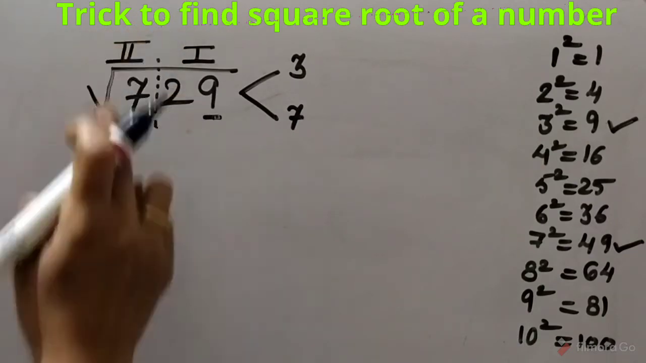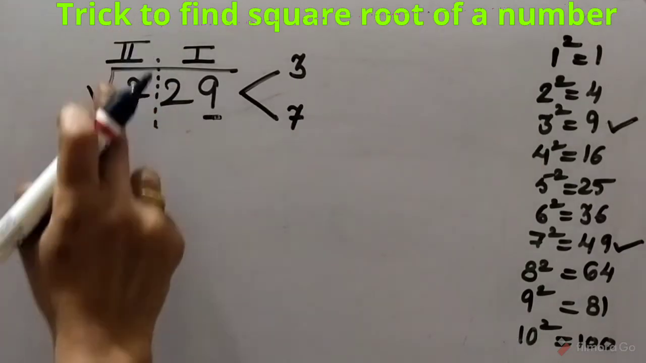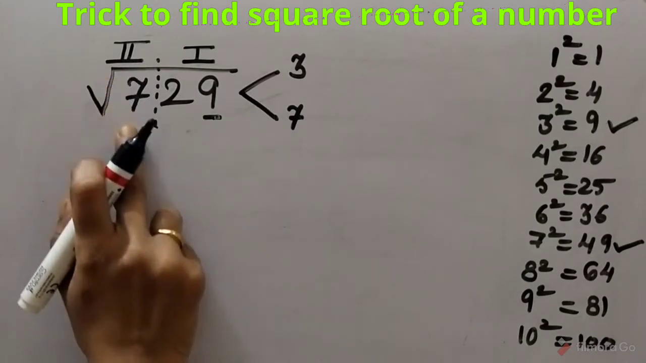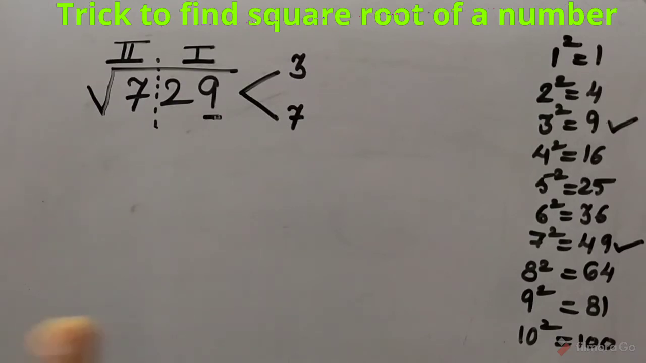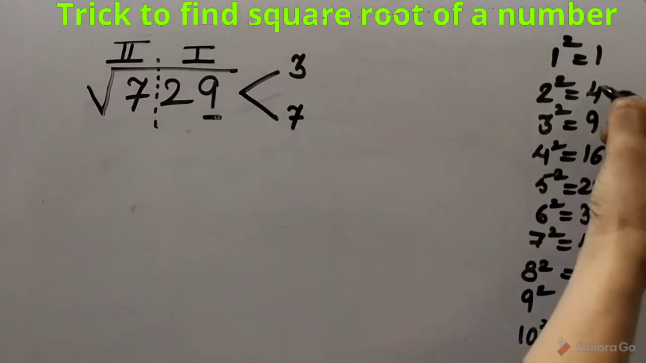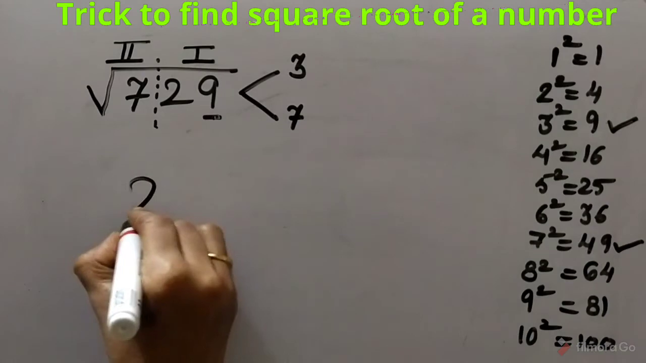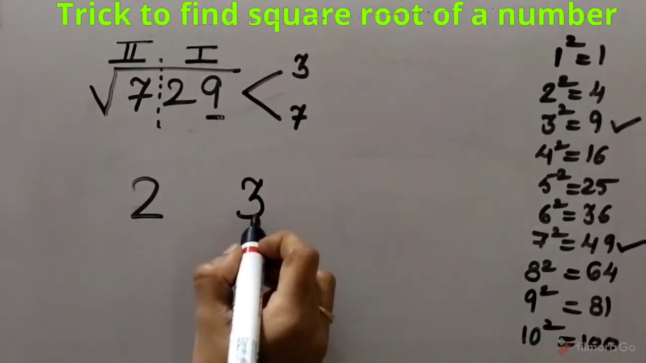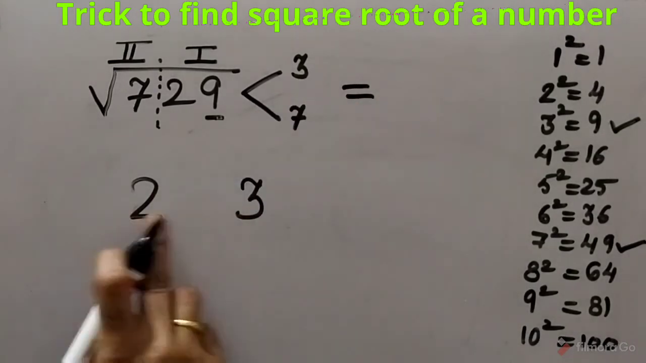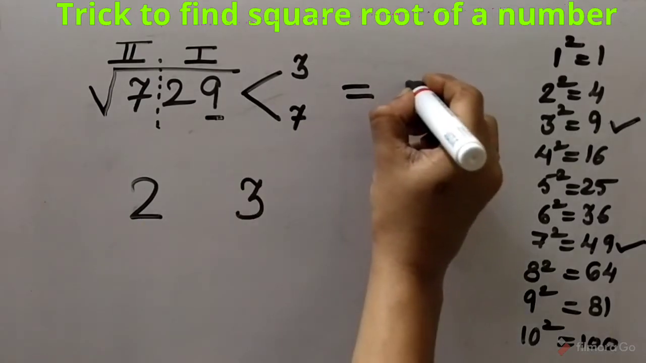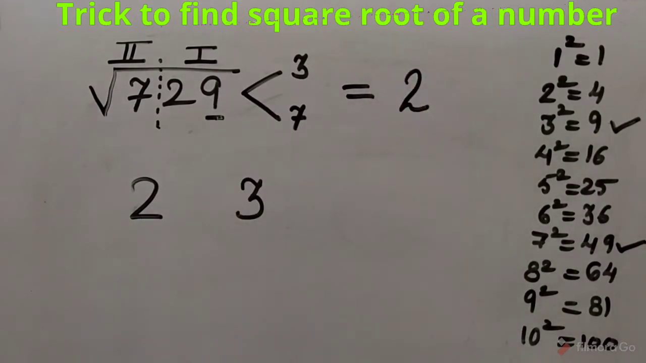Now you have to observe what is the second group number. Second group number is 7. Now you have to see 7 comes in between which 2 squares. If you will see, 7 comes in between 4 and 9. But 4 is a square of 2 and 9 is a square of 3. So out of these 2 numbers you have to select the smaller number and here smaller number is 2. So that will be your first digit for the answer.